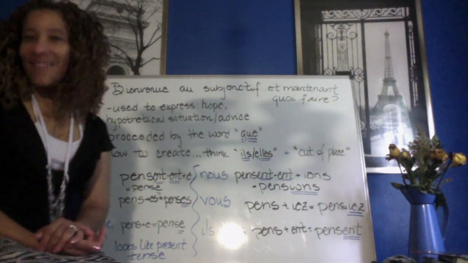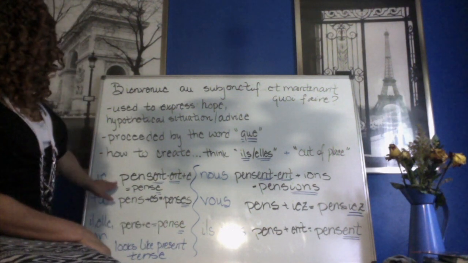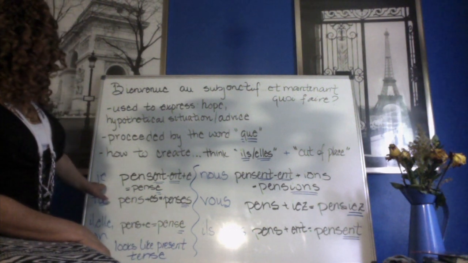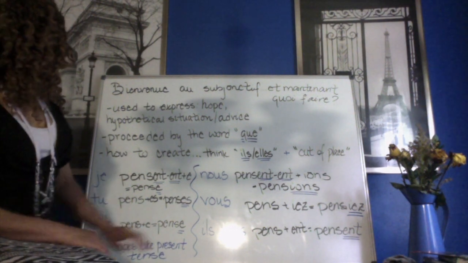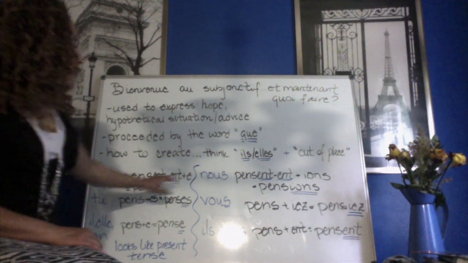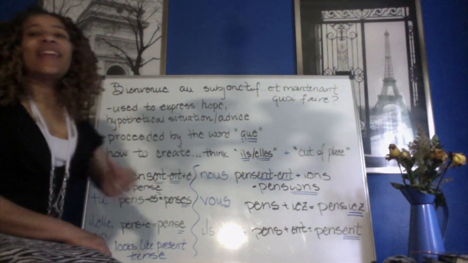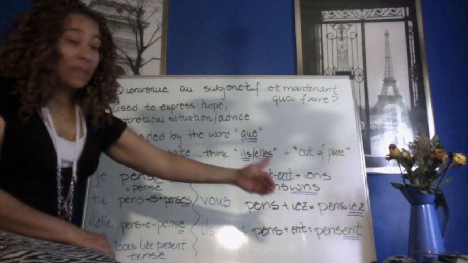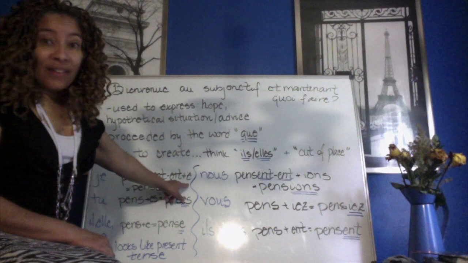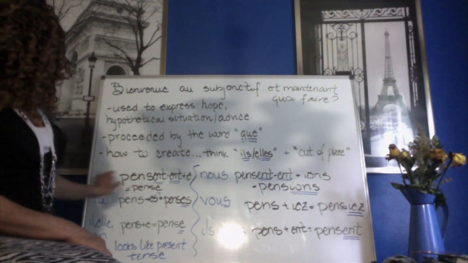Okay, so how did I create the subjunctive using the verb penser? As you can see here, I have my pronoun, and then I took the third person plural, c'est-à-dire ils. I took the ils and elles form of pense, which ends in ent. Then I subtracted the ent, and then I added the e. So that's what we see here, and it becomes pense, je pense.